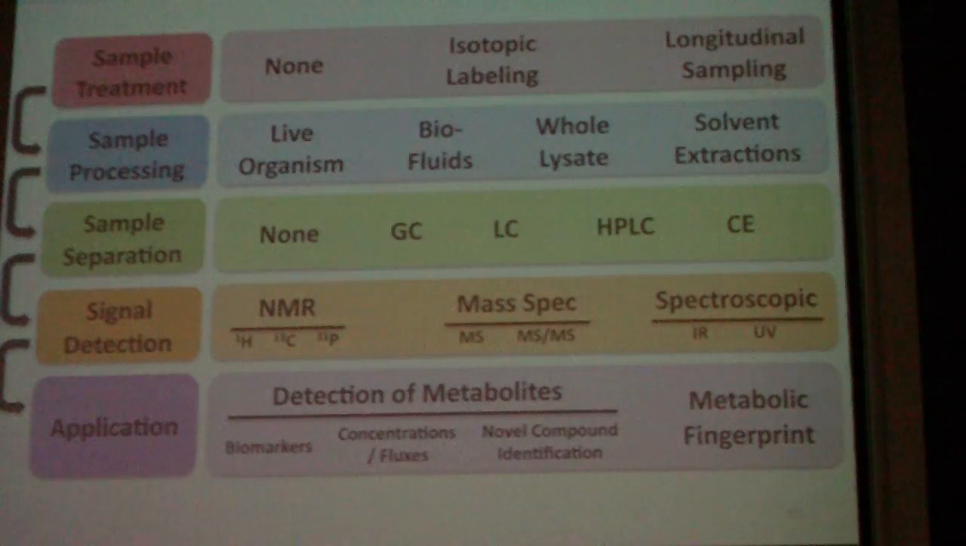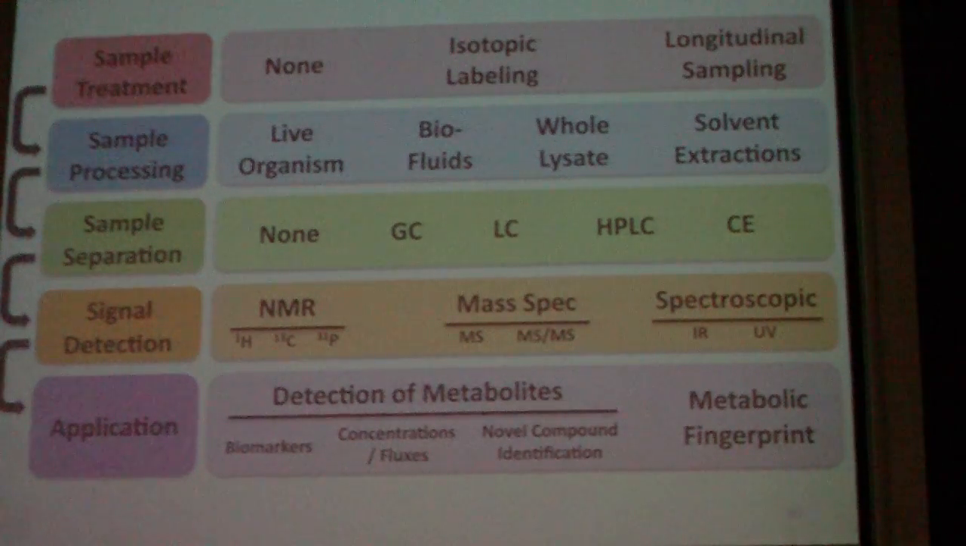So how do we study it? We have different ways to study it. First, we can pre-treat our sample, or we do not. So we can pre-treat it with isotopic labeling or longitudinal sampling. We can process the sample, such as sample processing of a live organism or biofluids or whole lysate or solvent extractions. We can separate the sample before we study it, or we could not. And we separate it with, for example, gas chromatography, liquid chromatography, and so on. We can detect the signal with nuclear magnetic resonance or mass spectroscopy or spectroscopic radiation.